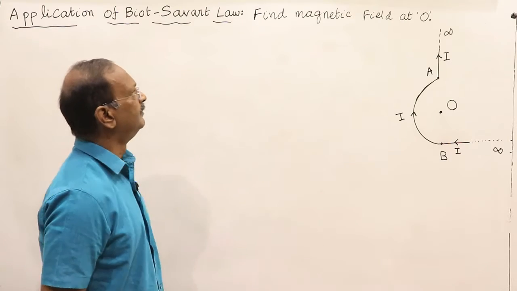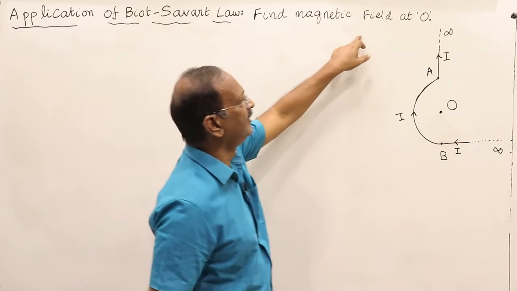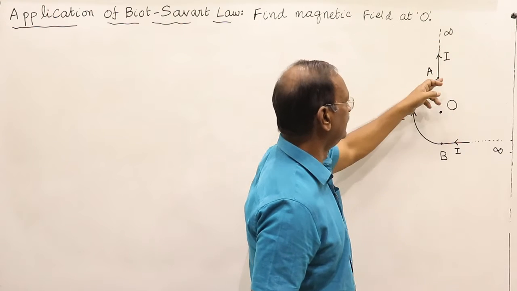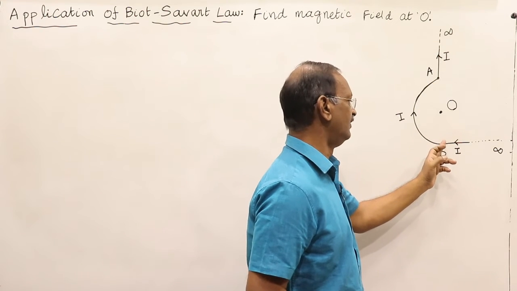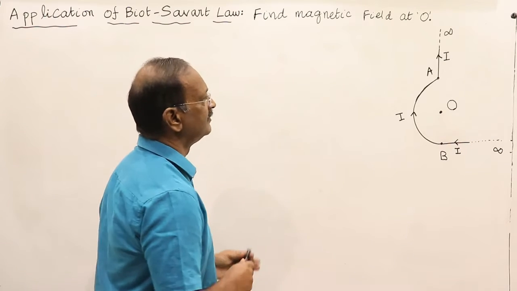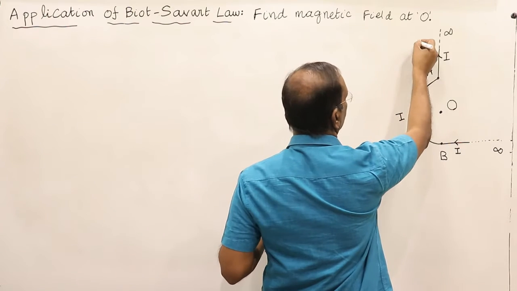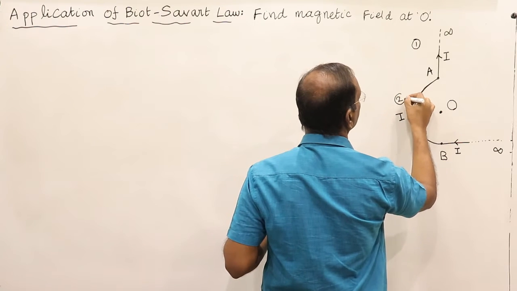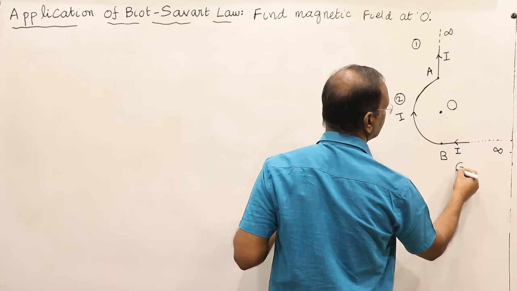In this example, find the magnetic field at O. This is a straight conductor that goes up to infinity. This is a semicircular portion of wire, and this is a straight wire that goes up to infinity. So we will call this portion number 1, this is portion number 2, and this is portion number 3.